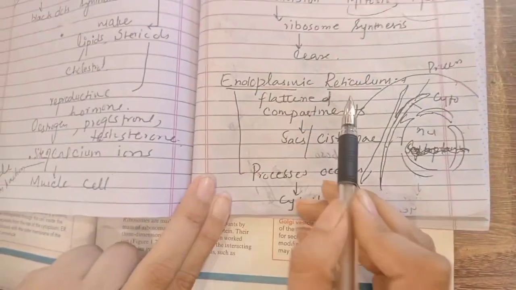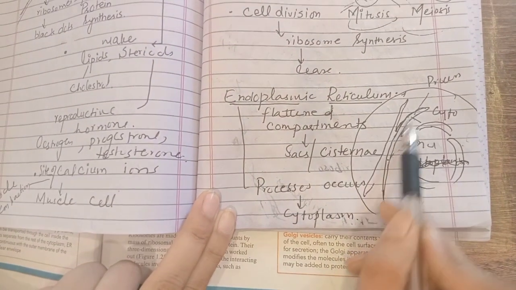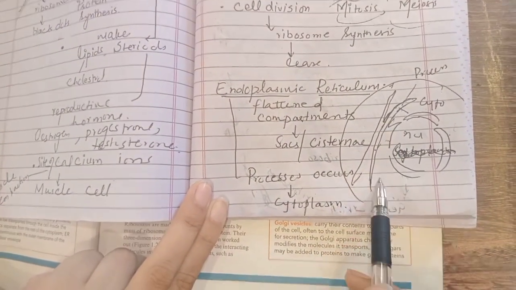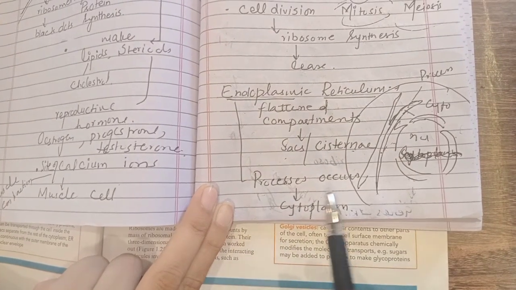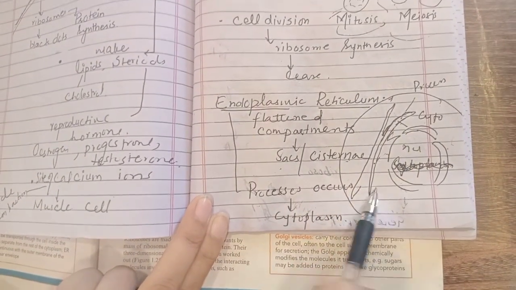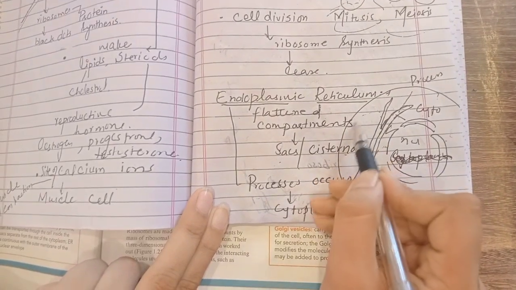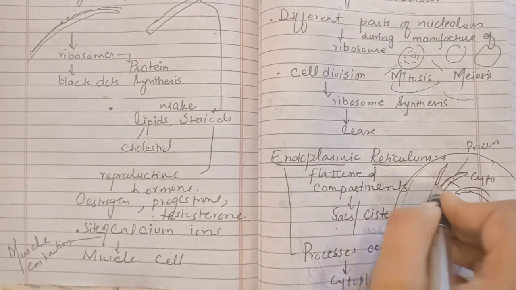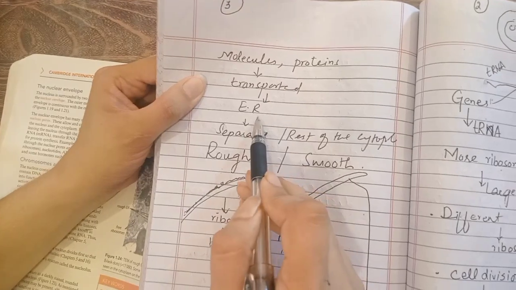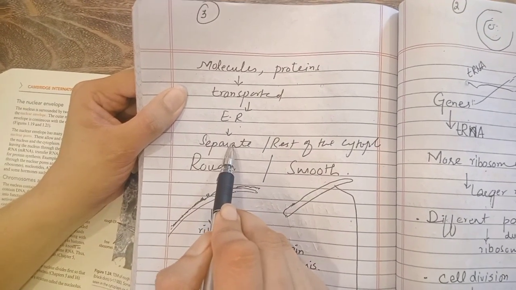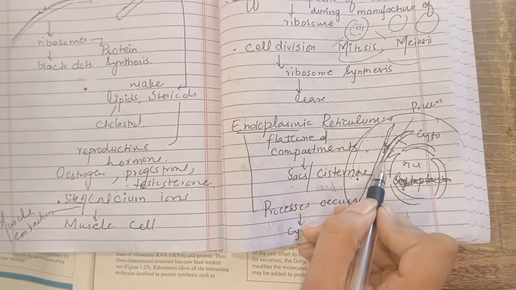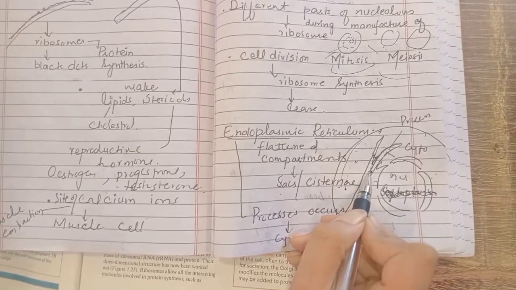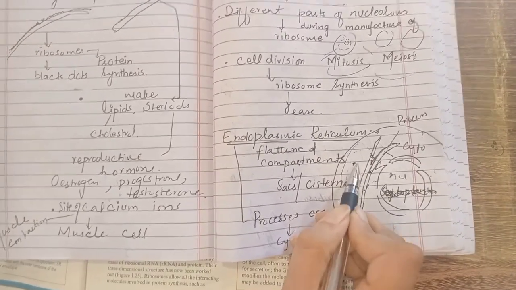Now we come to the endoplasmic reticulum. We know these are flattened compartments, flat compartments having cisternae. Different processes occur inside it, which are different from the surrounding cytoplasm. It makes special proteins which are transported from the endoplasmic reticulum, and they are separate from the other proteins present in the cytoplasm. Means the endoplasmic reticulum makes proteins that are different from the proteins of the cytoplasm.